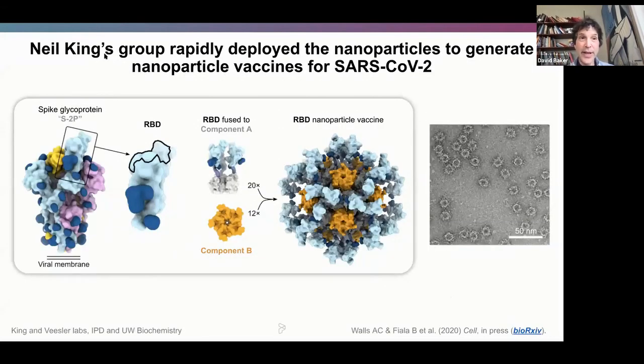So my colleague Neil King at the Institute for Protein Design has taken the receptor binding domain of the spike and then displayed it on the surface of one of these nanoparticle systems. And again, he gets very homogeneous nanoparticles. You can see the little RBDs, relatively little, on the surface here.